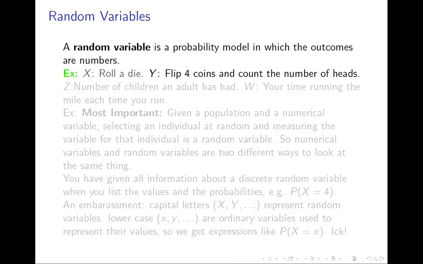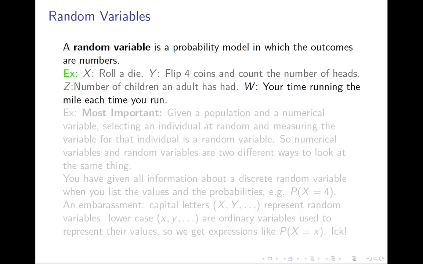If you flip four coins and count how many heads, that's a repeatable procedure, uncertain outcome, outcomes are numbers, so it's a random variable, let's call it Y. The possible values go from 0 to 4. If you pick an adult at random and ask them how many children they've had, the answer is a number, so that's a random variable, which we'll call Z. And finally, each time you go running, the time it takes you to run is an uncertain outcome, which is a number. So that's a random variable.